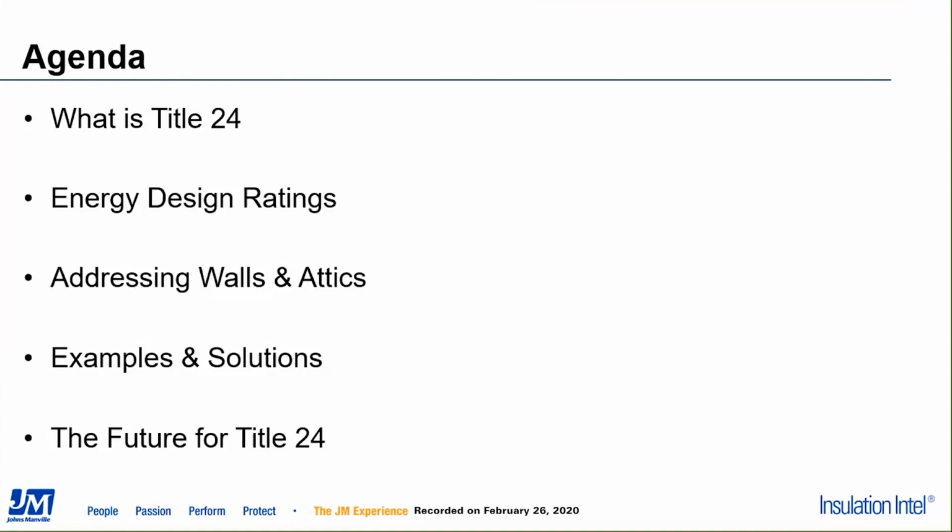And just to set the boundaries a little bit for everybody, Title 24 actually covers all buildings in California. We're going to focus on the changes to the residential part of that code, so single and multi-family residential. And beyond that, we're also going to focus a little more on the building envelope and impacts to things like insulation and air sealing, which of course is where Johns Manville delivers our solutions.